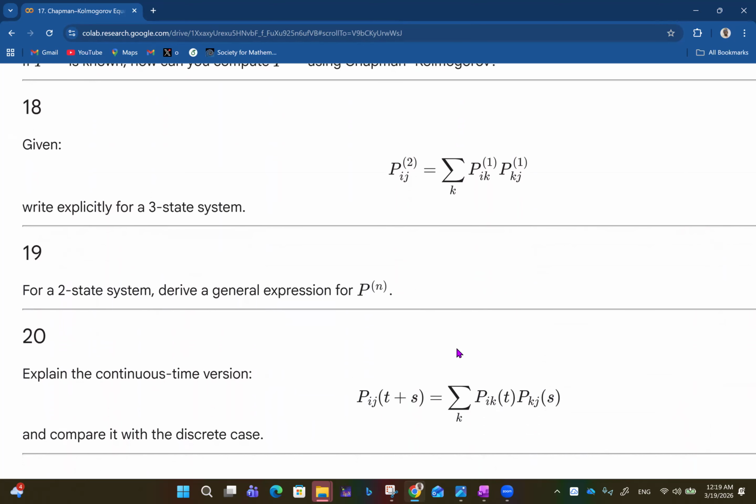And given all this, write explicitly for a three-stage system. So that means K is 3 now. So then for N, for a two-stage system, derive a general expression for Pn and all that. So yeah, try your hands on all this. Let's see how well you get the gist, actually. So let me know how helpful this is for you. If there's something else you'd like me to try out, feel very free to let me know.